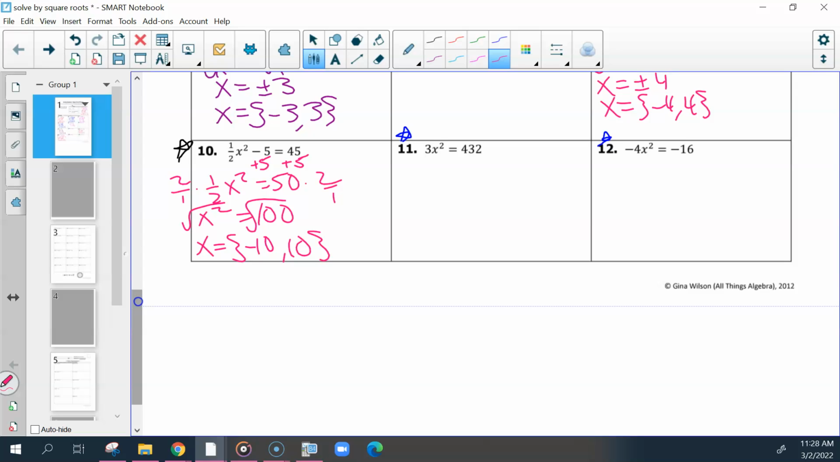Do we have any questions on how to do this before we flip to the back? On the back.